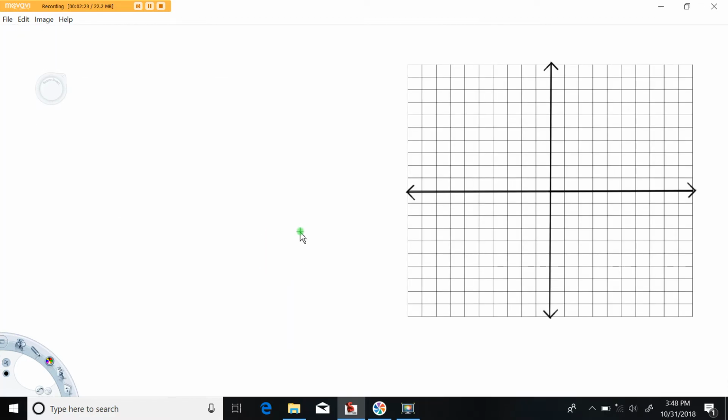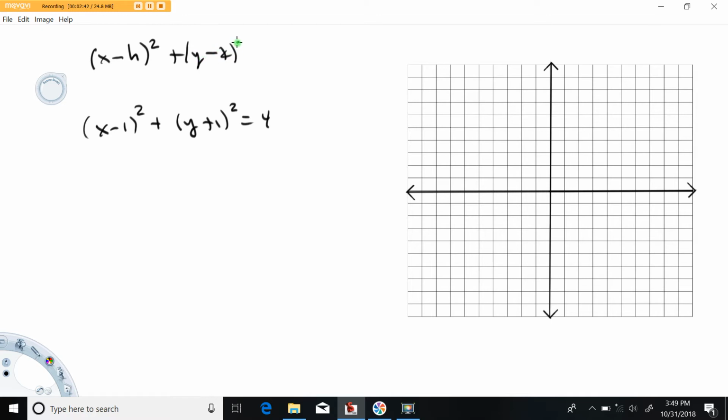Get my graph back that I've been using. All right. So let's take a look at the circle defined by the equation (x minus 1) squared plus (y plus 1) squared equals 4. And again, right above it, I'm going to write the general equation for a circle. And now all we've got to do is compare this stuff, right? x minus h, x minus 1. So obviously h is 1. y minus k, y plus 1. So k is minus 1. And these are the coordinates for the center of the circle.